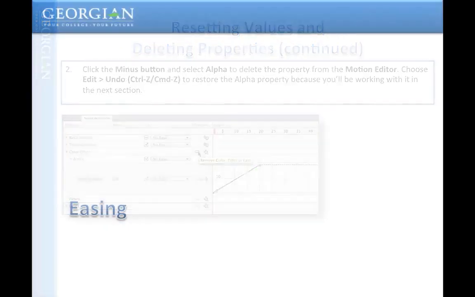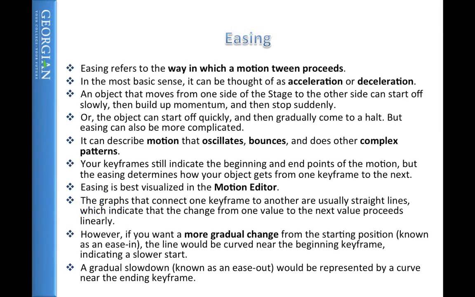The great thing about the motion editor is it allows us to do easing, which is where I want to get to. Easing is almost like acceleration and deceleration. That's what easing describes. And there are actually other complex patterns that you can have with easing as well. So you can speed up, slow down, and then speed back up again, giving a different pattern of movement for your animation.